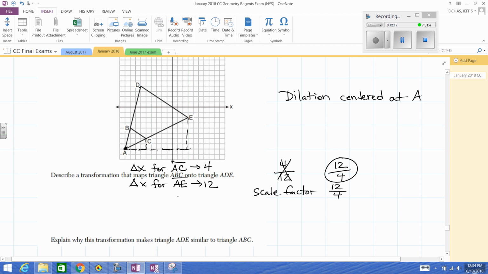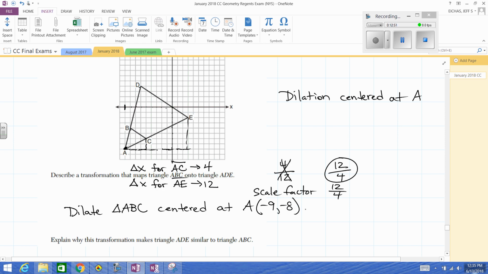All right, now here's what we're going to do then. Describe the transformation. So we're going to dilate triangle ABC centered at, well, this could be dangerous, make sure we give a location. I always want to be careful of that. I got negative 9, negative 8, at A, which is the point negative 9, negative 8.